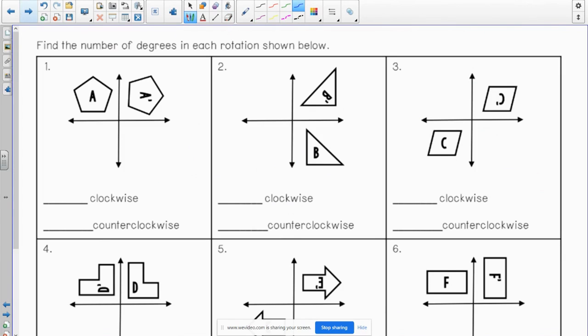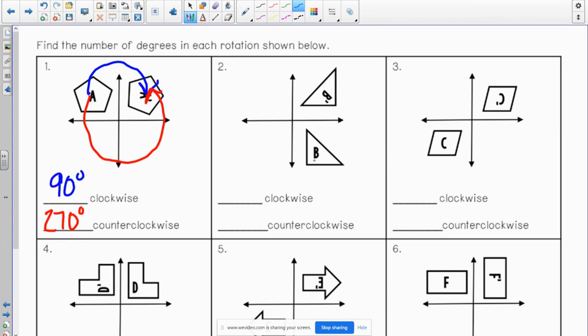So here's in quadrant 1. Be sure you notice the prime. Remember, the primes are the image. This is your pre-image. So it comes from quadrant 2 over to quadrant 1. I'll just show the arrow there. So that would be 90 degrees clockwise. And then if I reverse it to counter, so we're in quadrant 2, quadrant 1 this way, that is 270 degrees counterclockwise.